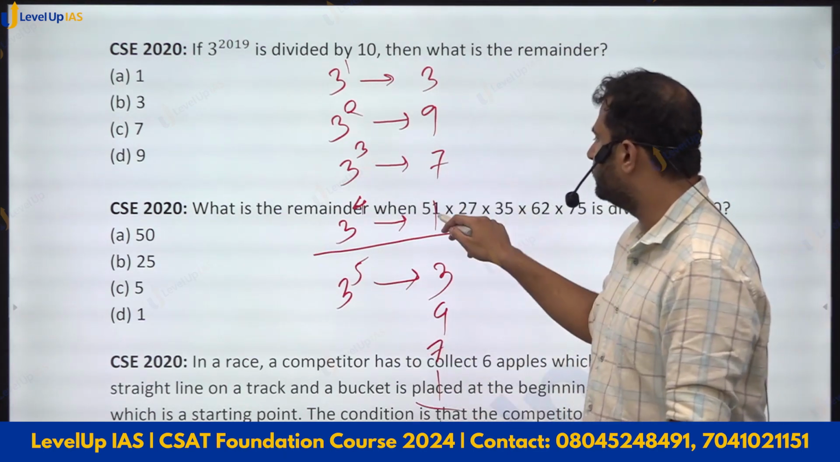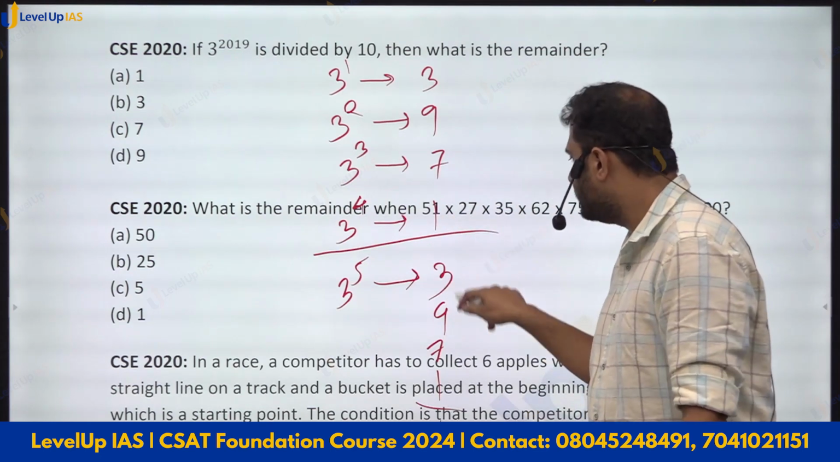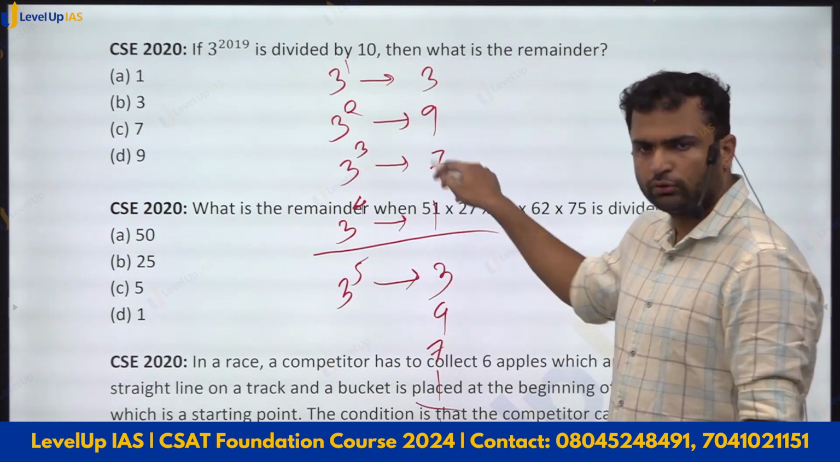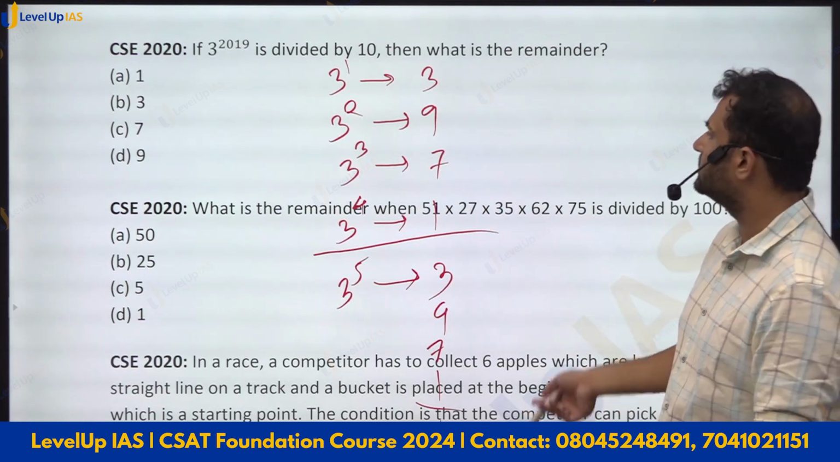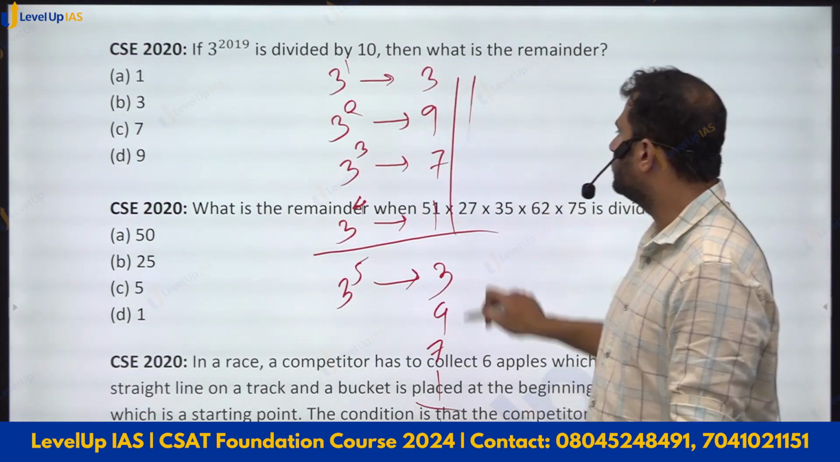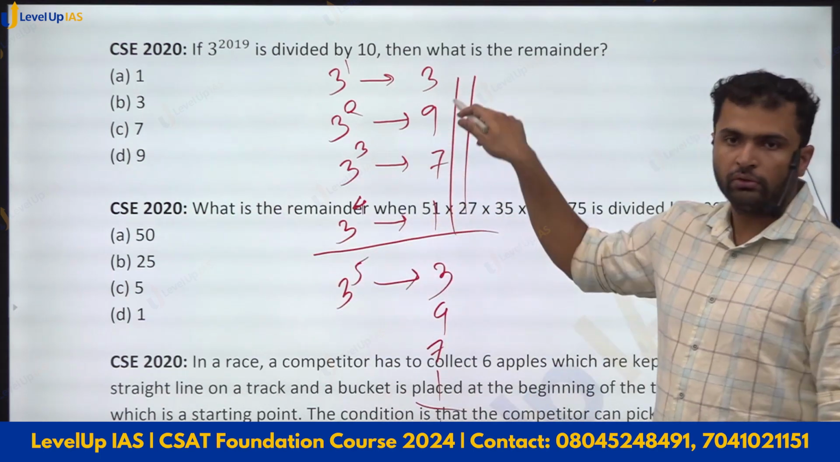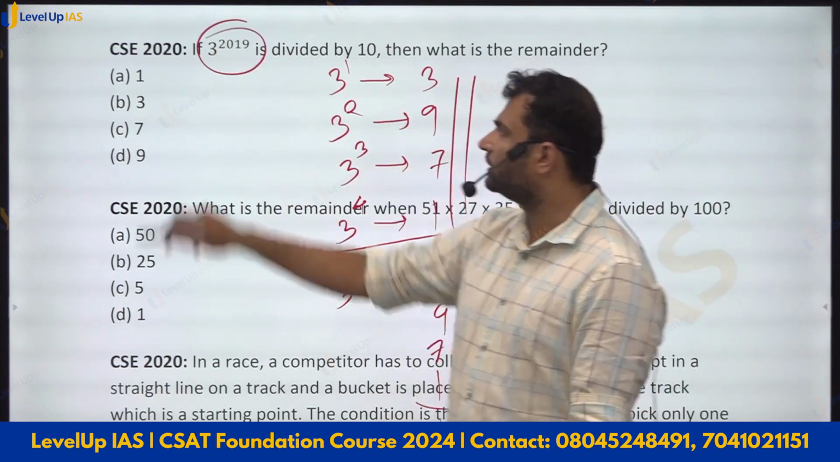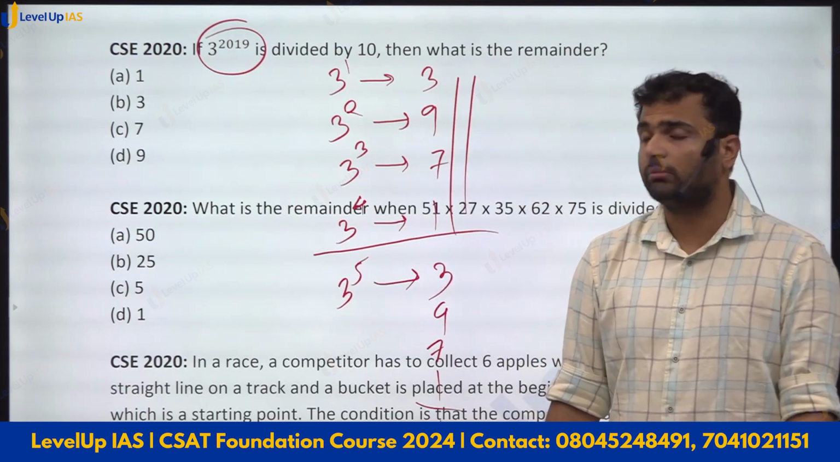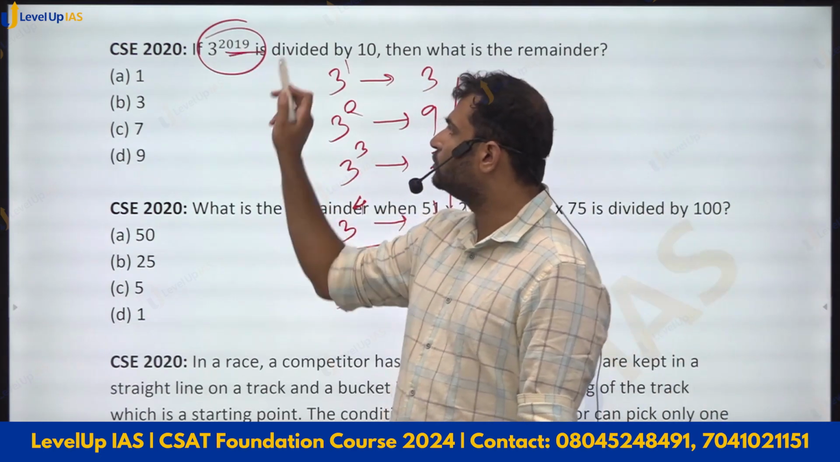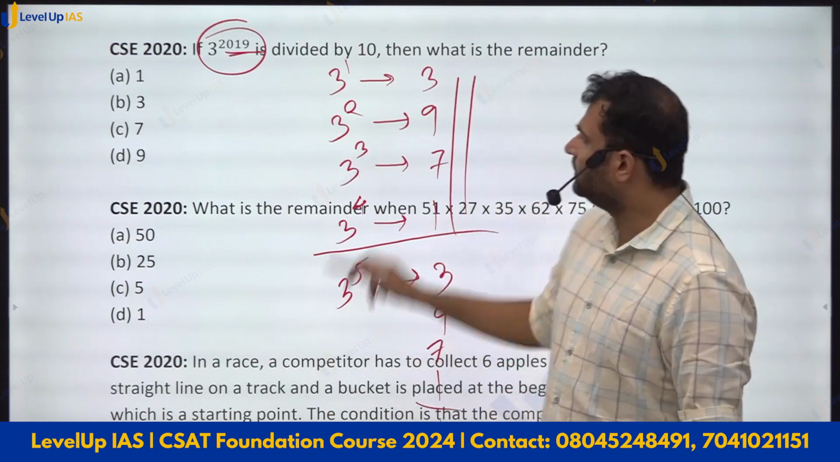So here 3 into 7, 1. 3 into 1, 3. 3 into 3, 9. 3 into 9, 7. So only the units place matters, nothing else. So we have this kind of pattern. So powers of 3 repeat in blocks of 4. So to find out about this particular thing, we just have to comment on where this 2019 lies in these blocks of 4.